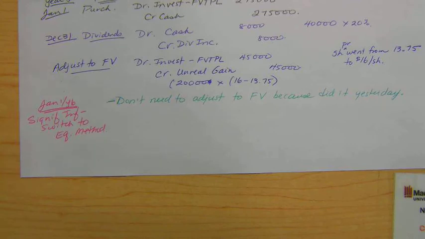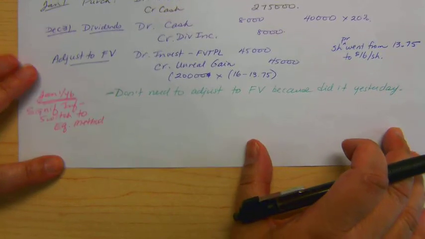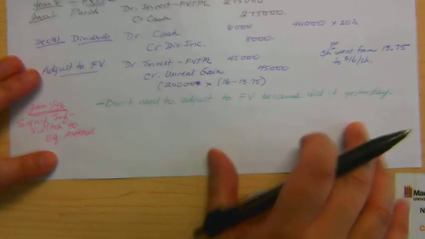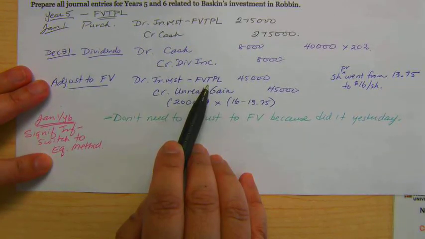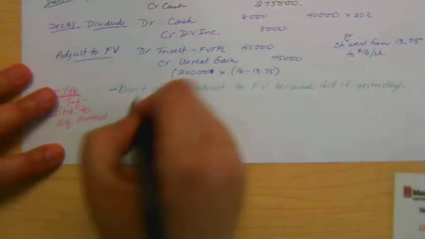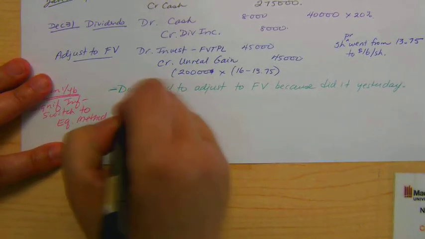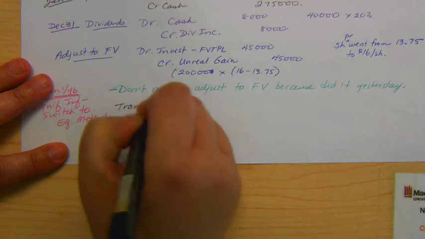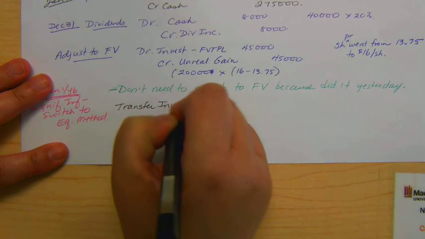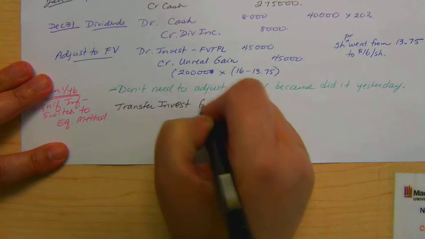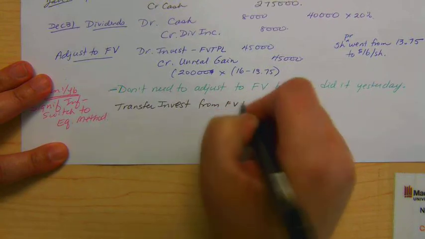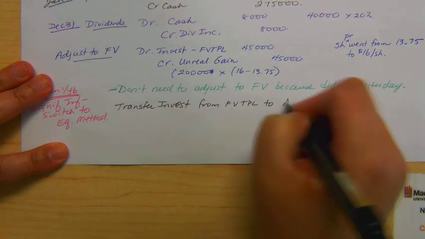Now, this next step then, we can transfer investment and fair value through profit and loss and transfer it into investment. So that's what we're going to do. We're going to transfer investment from fair value through profit and loss to associate.